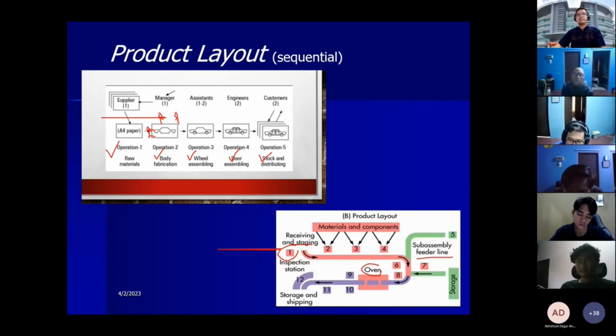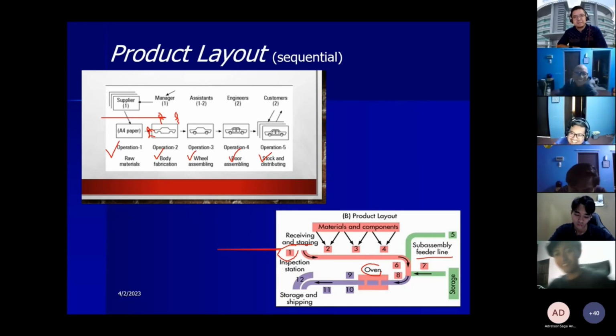Please give me any example of a product layout based on your experience. Can you name any product layout that you have seen based on your experience? Can you give some example to me, Zuhelmi? Give me one example of a product that follows the product layout.